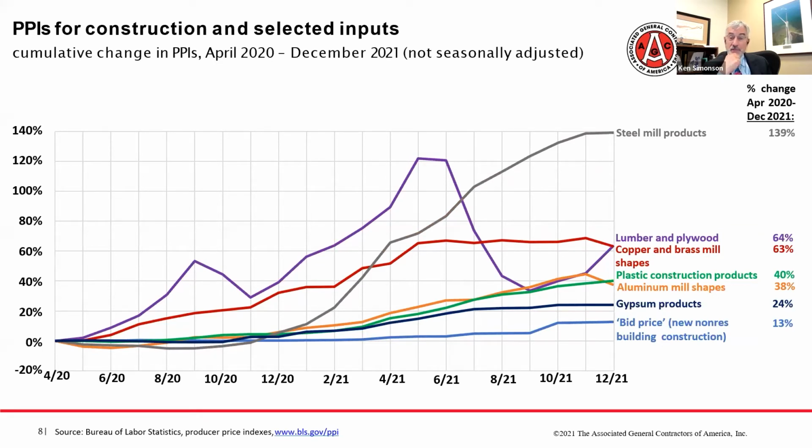There have been many contributors to that cost increase. This shows 6 of them. The producer price index for steel mill products more than doubled over that 20-month period. Lumber and plywood and copper and brass mill shapes up by almost 2/3. Plastic and aluminum products almost 1/2. Gypsum products up by 1/4. And many others have also gone up more than the 13% for bid prices.